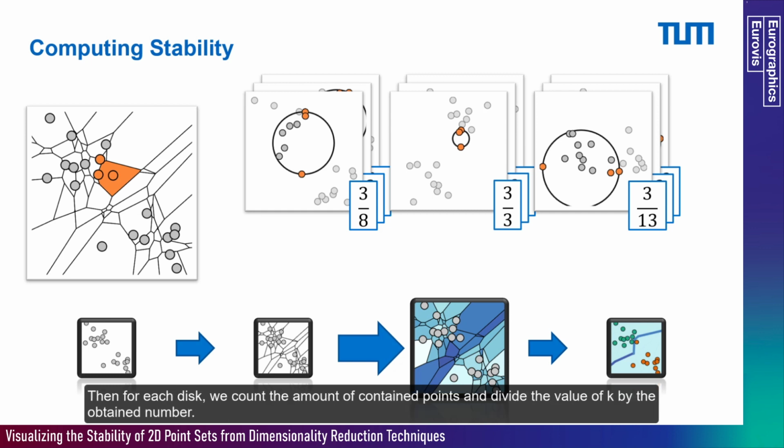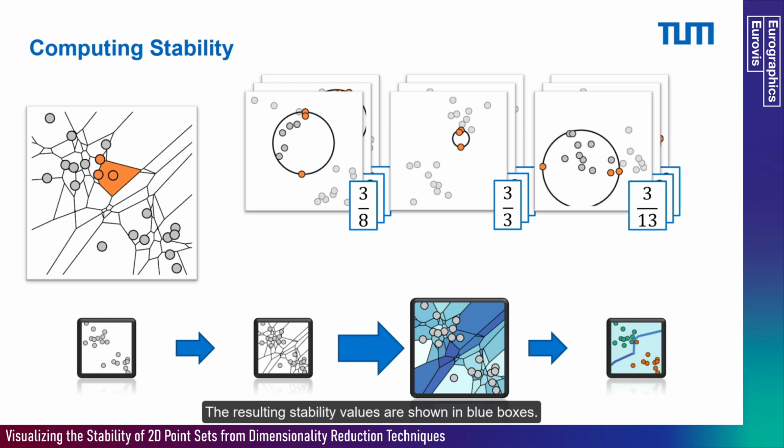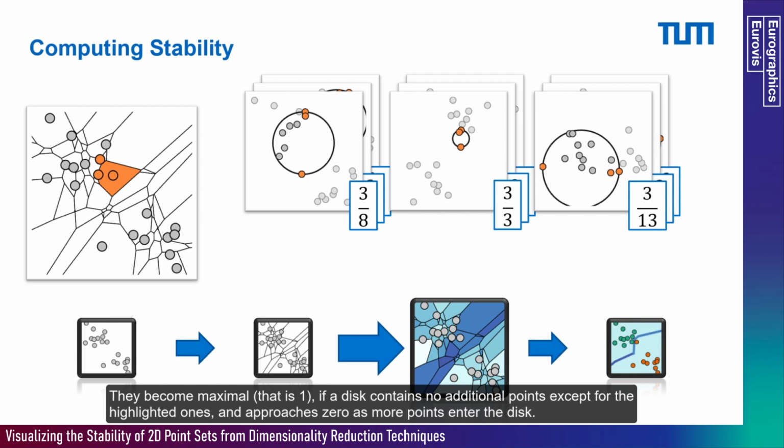Then, for each disk, we count the amount of contained points and divide the value of k by the obtained number. The resulting stability values are shown in blue boxes. They become maximal, that is 1, if a disk contains no additional points except for the highlighted ones, and approaches 0 as more points enter the disk.